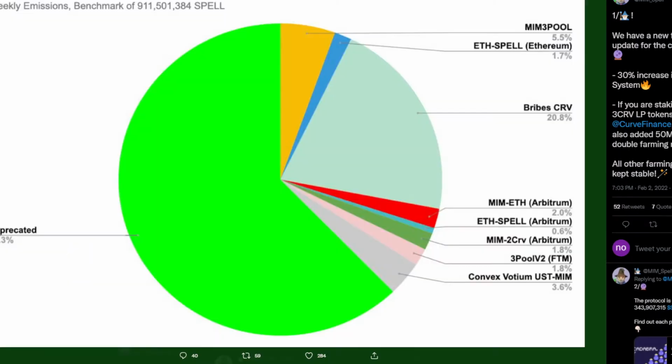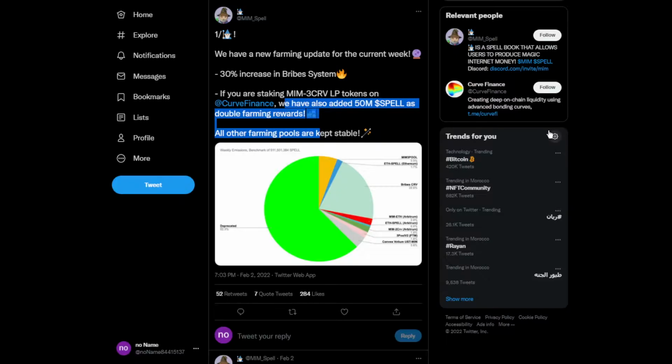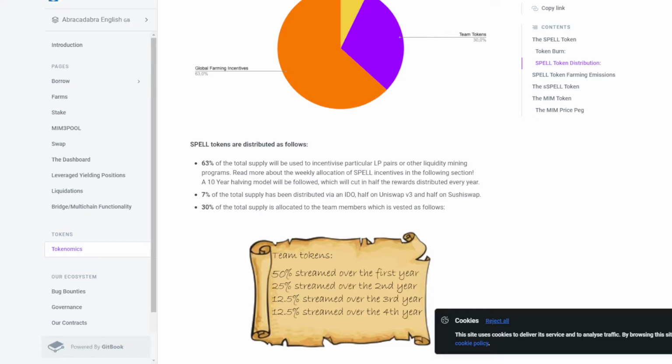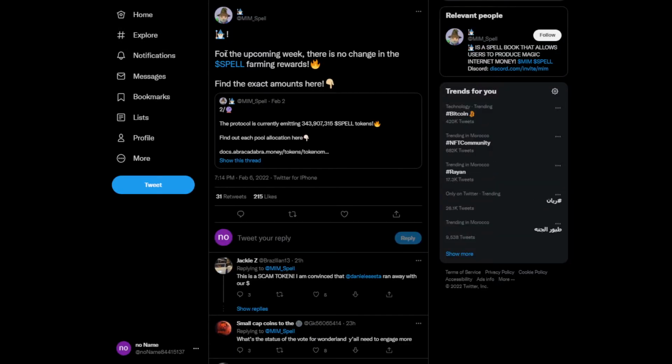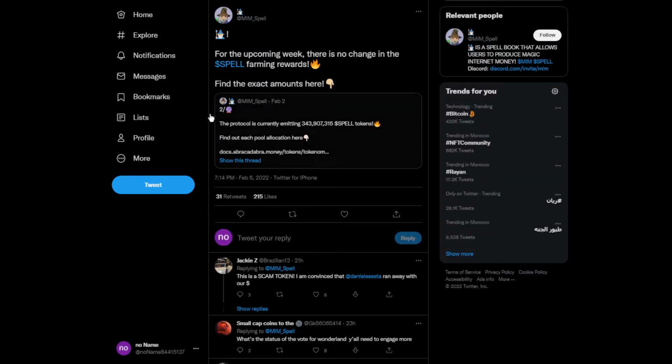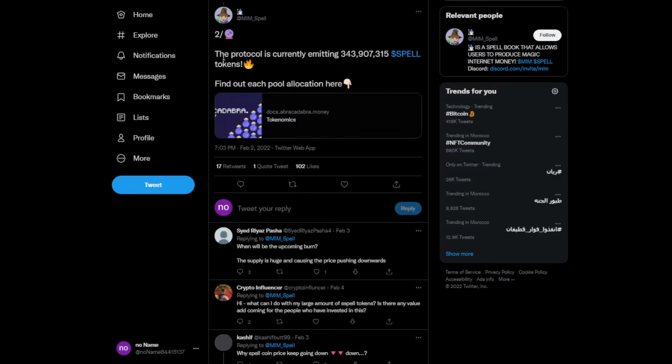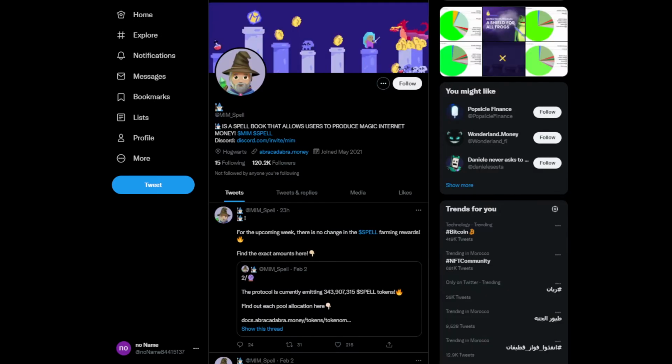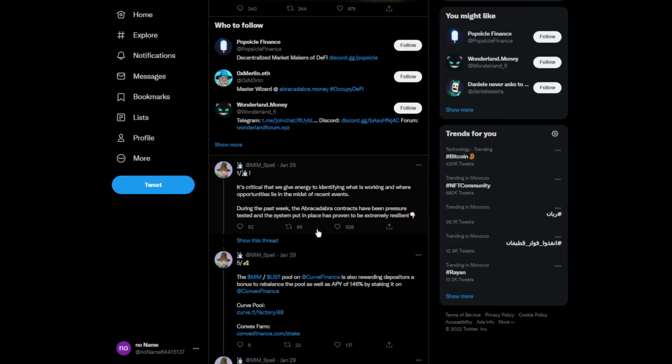There's the poll over here, and in first place is deprecated, and then bribes and MIM probably next, if I'm not wrong. Yeah, Convex, then this 1%, 2% thing does not matter, actually. They were too small to read. So for the upcoming week, there is no change in the Spell farming reward. Find the exact amount here. The protocol is currently emitting 343 million Spell tokens. Just check out the poll, which is not that big of a deal, obviously.